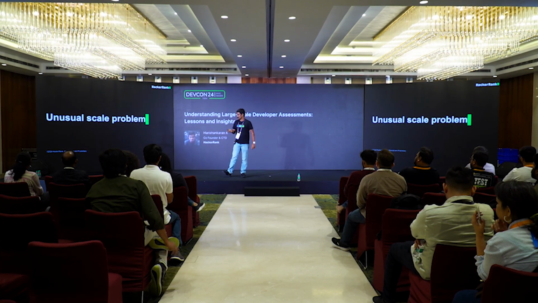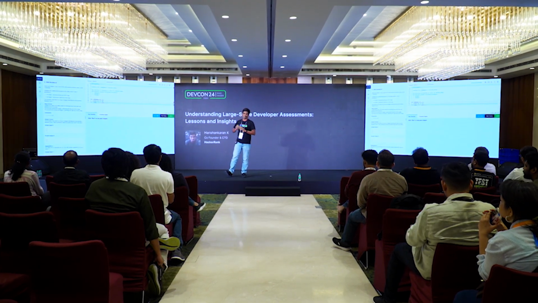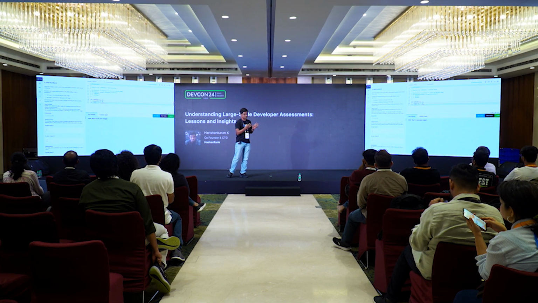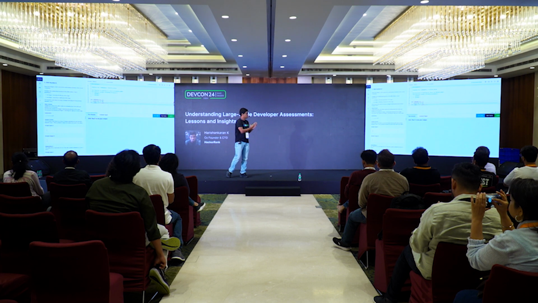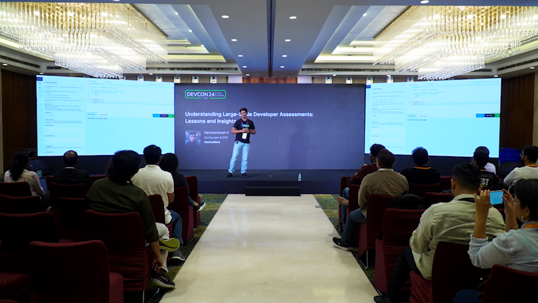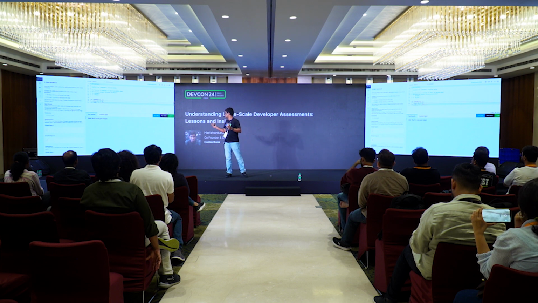So, the unusual scale problem. This is a screenshot of what HackerRank looks like. Nothing fancy. There is a code editor and a problem statement. You write the code there, and if you get it right, the system says you got it all right. If you get it wrong, it says it's wrong.